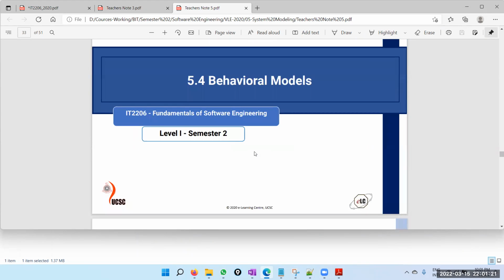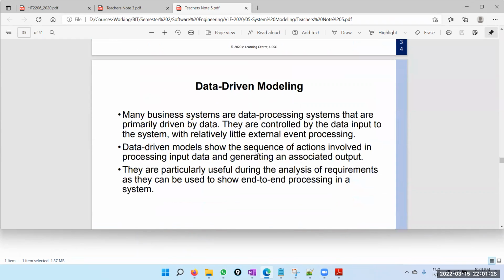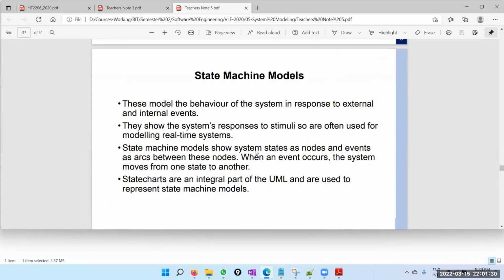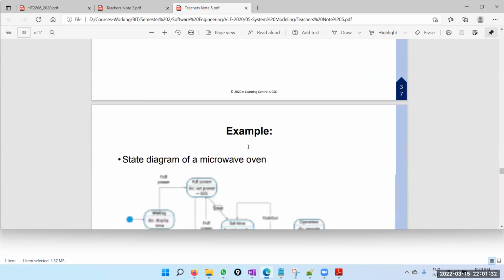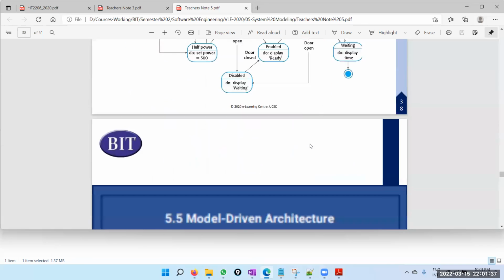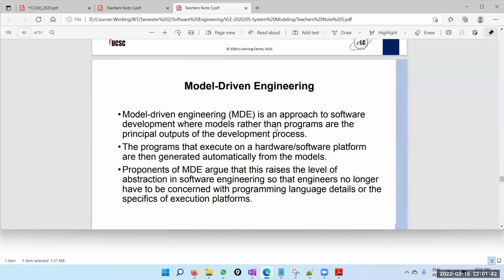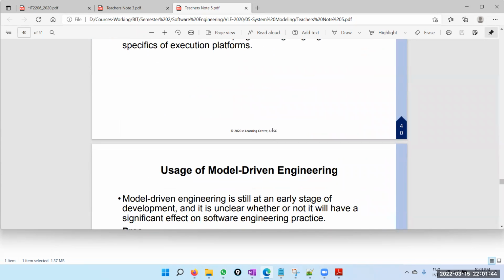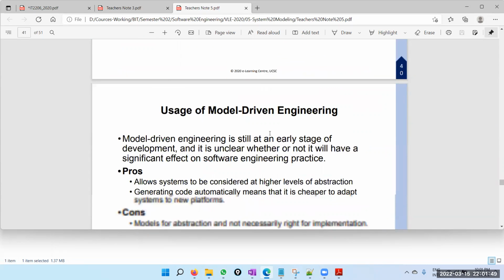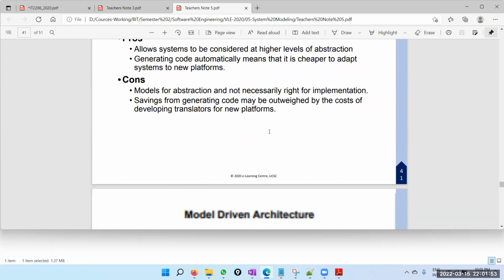In the behavioral models, it includes the activity diagrams and state diagrams, the state machines, how the state changes from one state to the other. So then what is meant by model driven engineering? A lot of emphasis on modeling. It started from the Rational Unified Process. A lot of emphasis on modeling and designing before going to the coding.